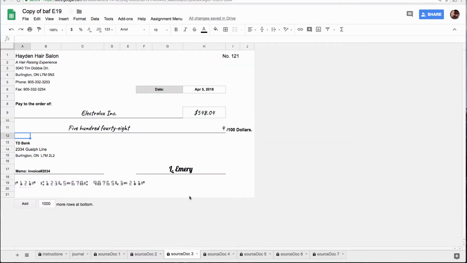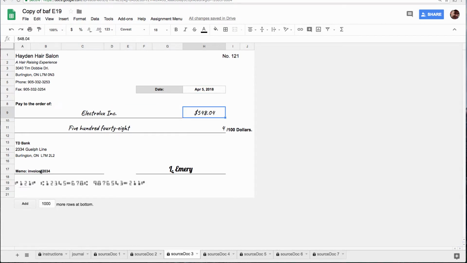Next, source document 3. Source document 3 is a check, and it's a check to Electrolux. You can tell it's our check because it's got our name on it. It's check number 121, so that's a unique source document number that you could use in a journal description. It's on the 5th. So on the 5th, we're paying this company $548.04.